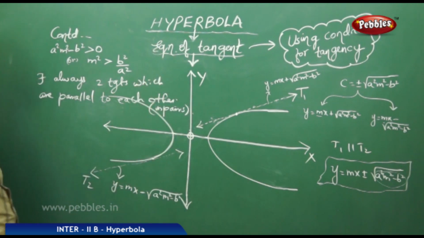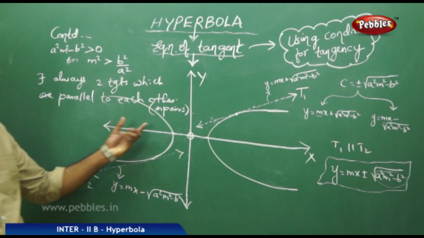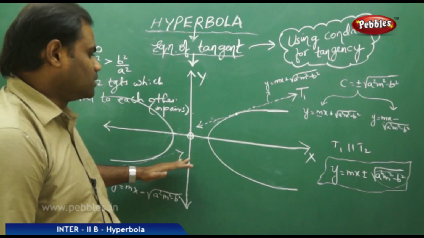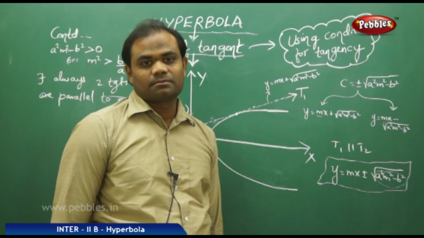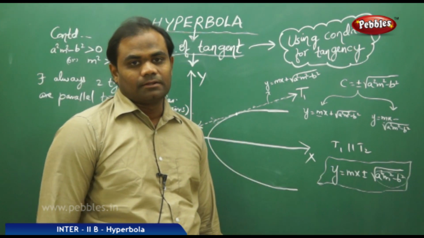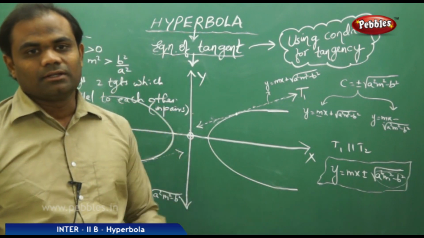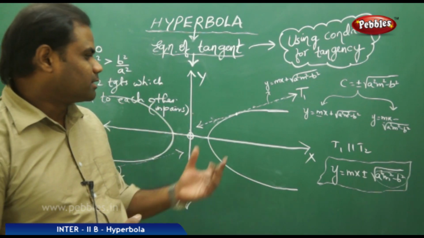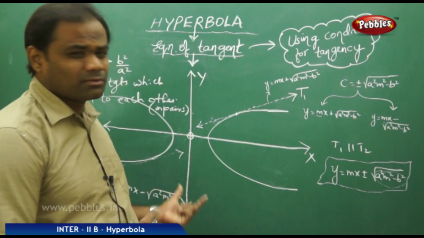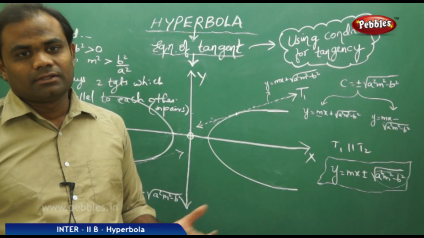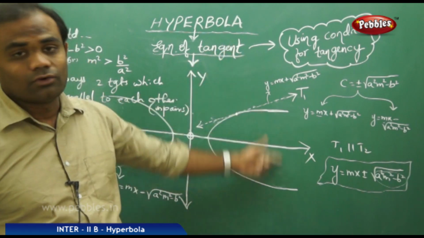There always exist two tangents which are parallel to each other in pairs. In pairs is how we understand the property where this tangent is parallel to this, given by plus or minus, and this is how we understand the pairs of tangents. There exists at least one pair parallel to each other, given by the condition for tangency.